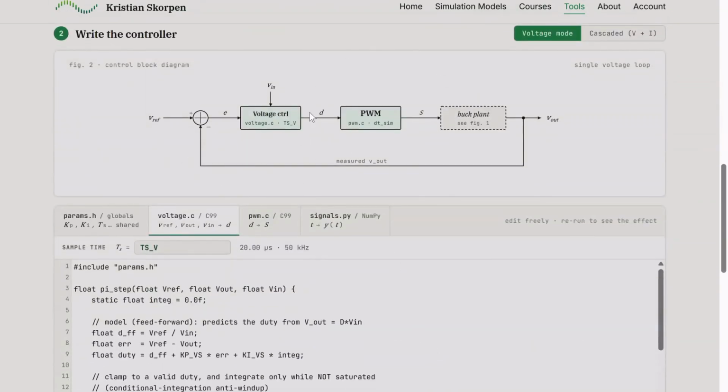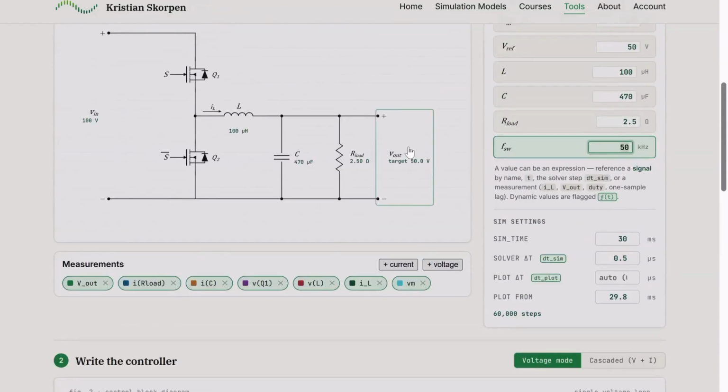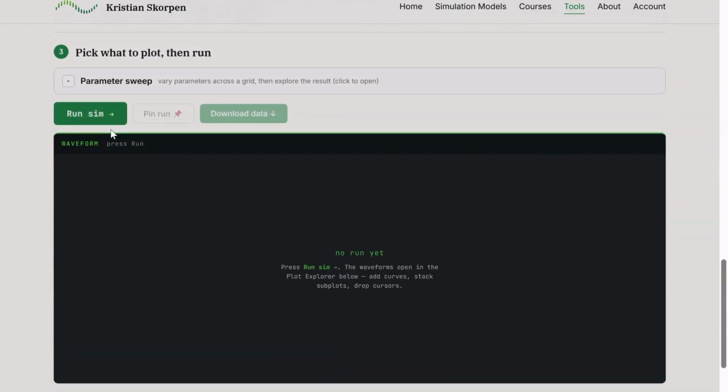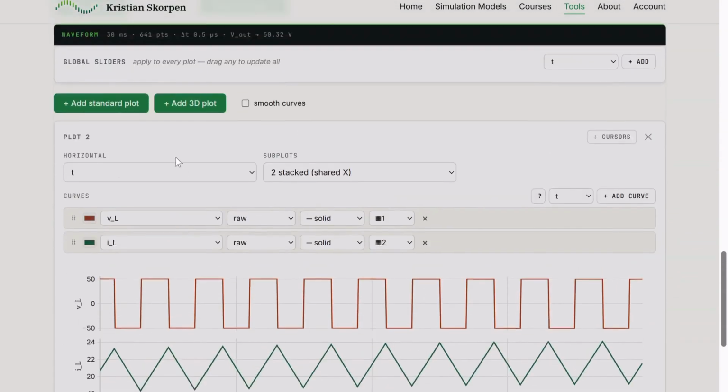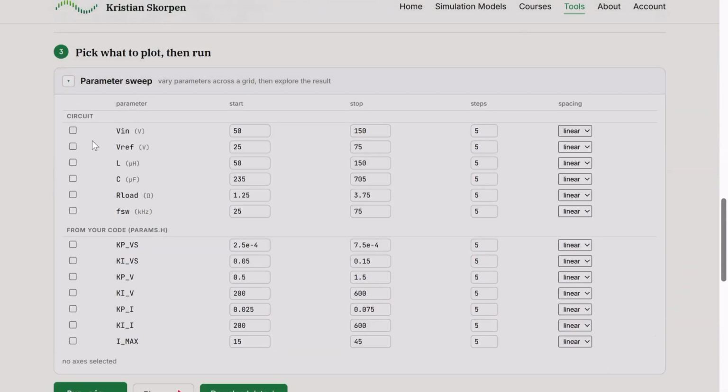So here is the controller. Just know that it controls the switches so that we get the desired output voltage. Now if we run with this as it is, you can see that we get the same results as I showed you earlier. But what I want to do is a sweep. I want to sweep the reference voltage.